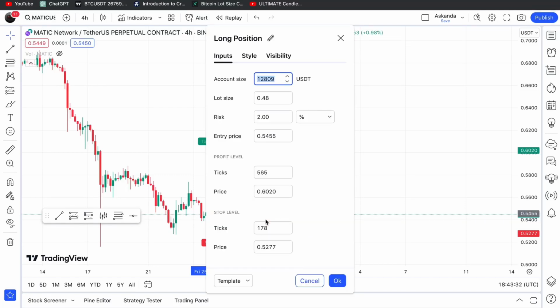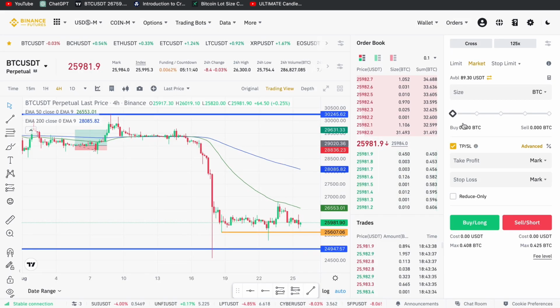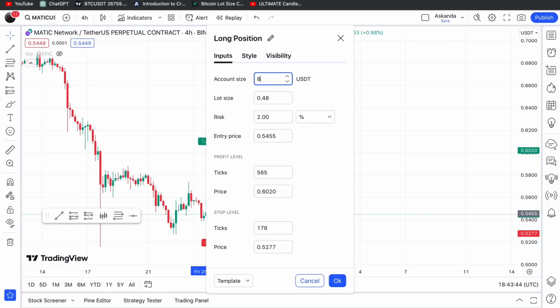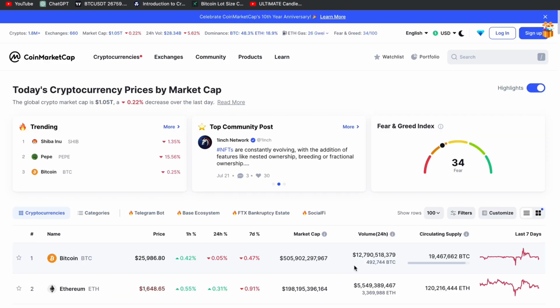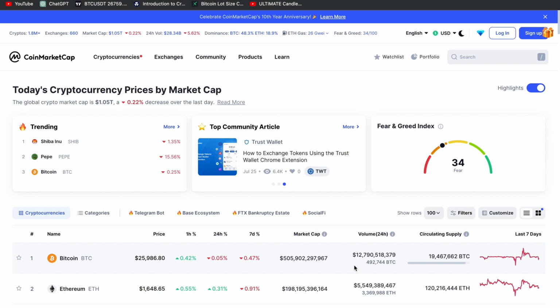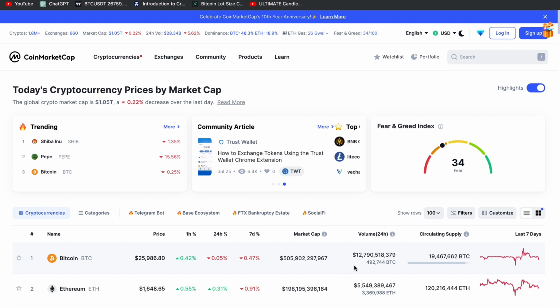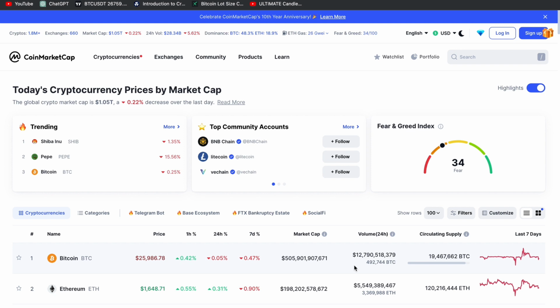Going to double click on it. So when we double click on it, you see we have account size. So we'll go to our Binance, then we know we have $89 in our account, so we are going to enter 89. For the risk management, I'll also be showing you how to calculate the cost, how much you are supposed to allocate on each trade.